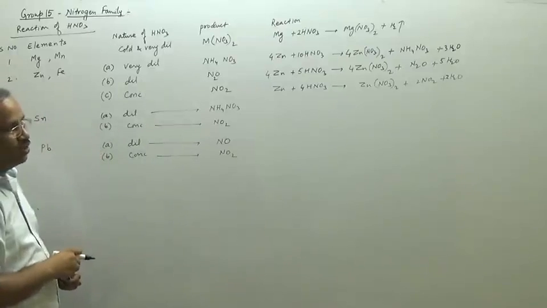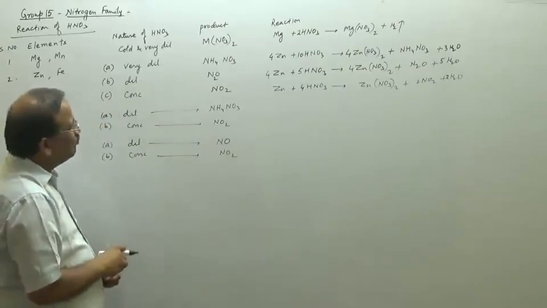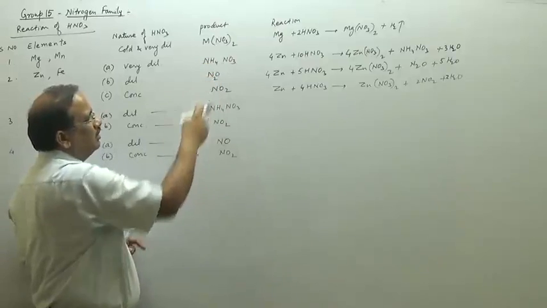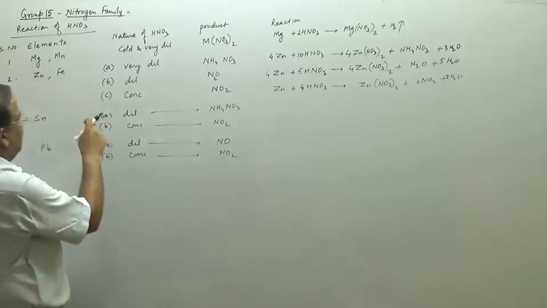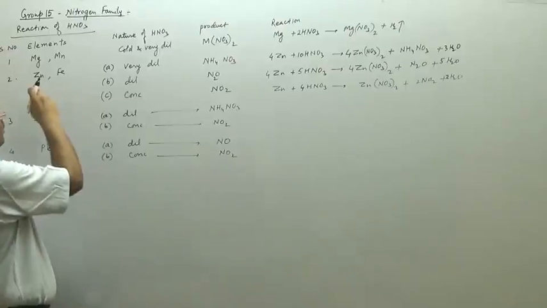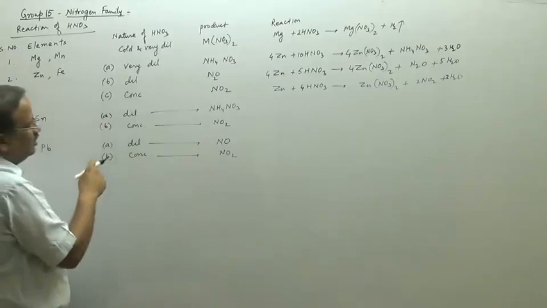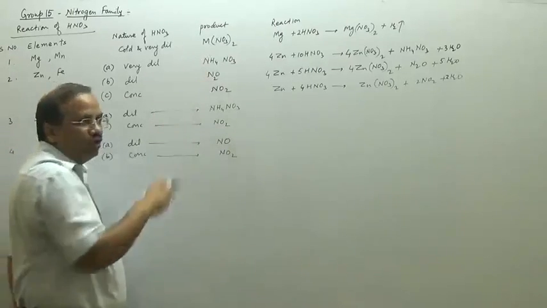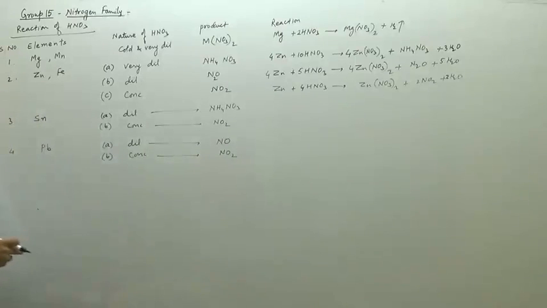lead it is NO2. With Sn they are not forming the NO2 gas in dilute, because zinc and Sn are forming the ammonium nitrate in the reaction. So we can say like that.